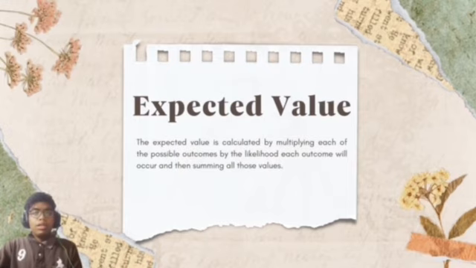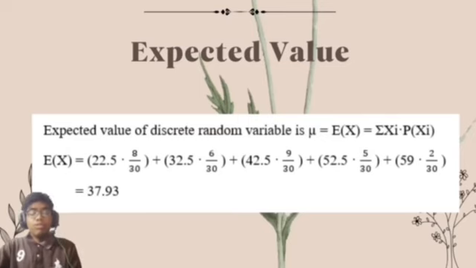The expected value is calculated by multiplying each of the possible outcomes by the likelihood that each outcome will occur, and then summing all of those values. So this is the expected value formula: the summation of x multiplied with p(x). The x that we use is the average age, and the p(x) is the frequency. So we will get 37.93.